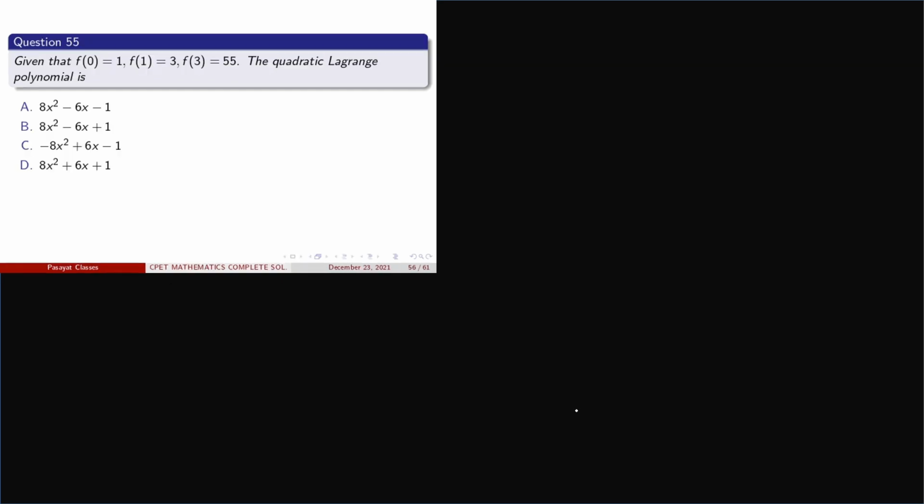Now come to another question, question 55. Here given that f of 0 is equal to 1, f of 1 is equal to 3, and f of 3 is equal to 55. Then what is the quadratic Lagrange polynomial? So, by putting in the direct formula of the Lagrange polynomial, it is easier to check these points in this polynomial.